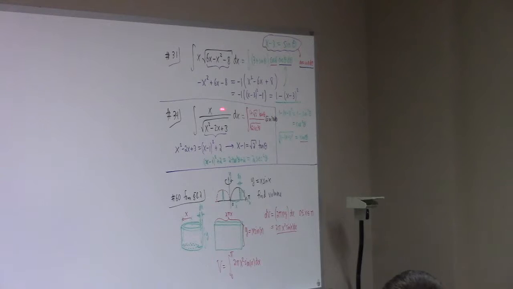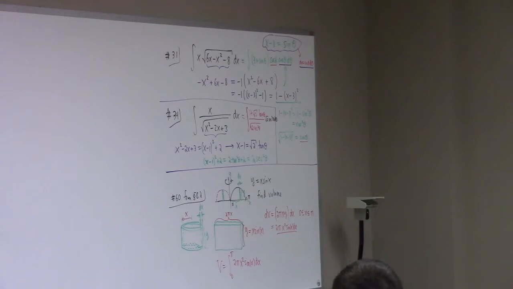Again, to deal with this, I have to complete the square. So x squared minus 2x plus 3 is (x minus 1) squared plus 2. And if I have a sum of squares, that suggests a tangent substitution. In particular, I let x minus 1 equal square root of 2 tangent theta.